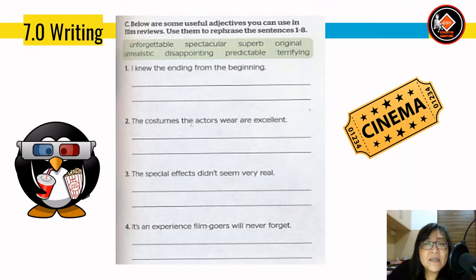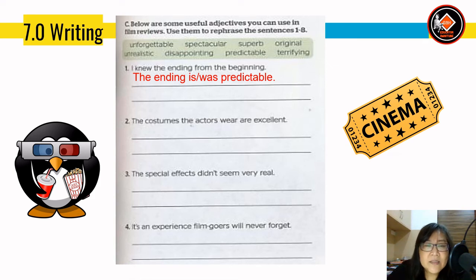Next, this exercise is exercise C. Below are some useful adjectives you can use in film reviews. Use them to rephrase sentences 1 to 8. So we have adjectives: unforgettable, spectacular, superb, original, unrealistic, disappointing, predictable, and terrifying. The first sentence, I knew the ending from the beginning. So your sentence: the ending is predictable, or the ending was predictable.